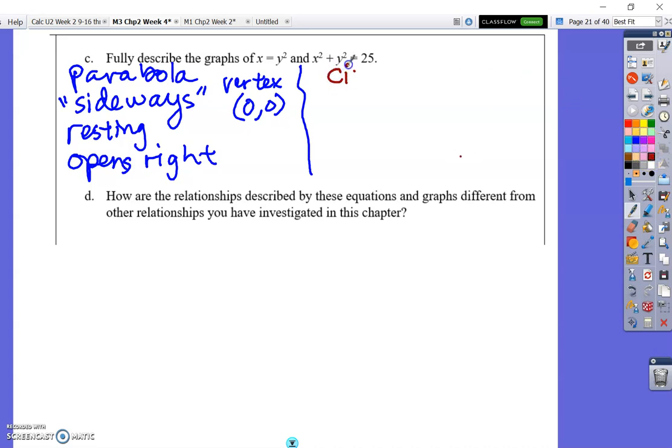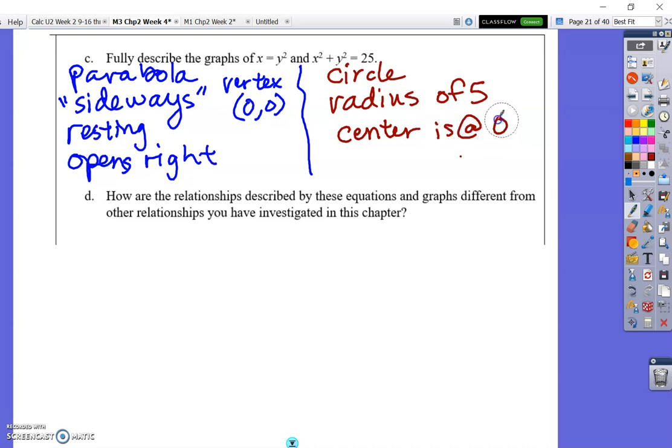This one is a circle, radius of 5. Center, the middle of the circle, if you will, is at 0, 0, because that's really where we shift. We shift the center of the circle. So we've got our circle and the center of the circle.